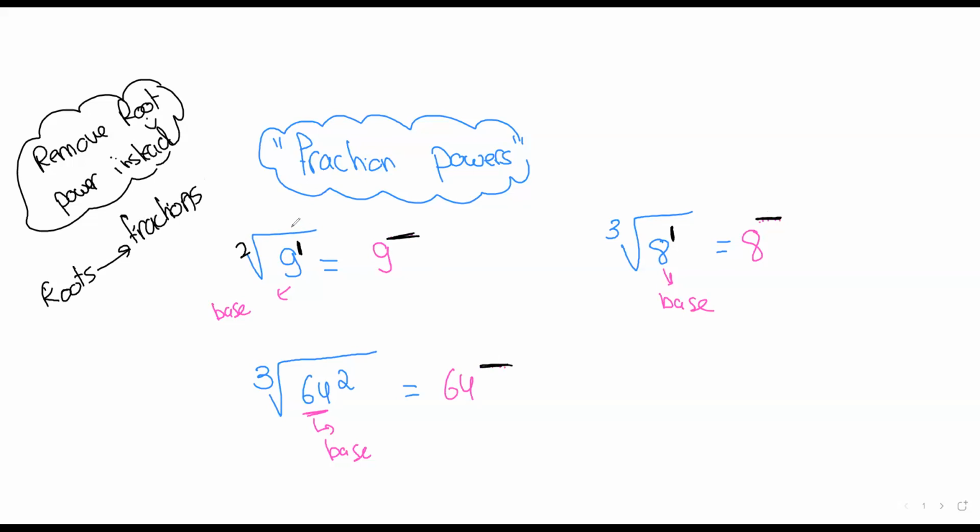So what do I do in this case? If you wish to remove the root symbol and put a power instead, the power will be the inner value over the order. In over out. So 1 over 2. In over out. So basically, square root is the same as a number raised to the power of half. So square root 9 is exactly 9 power half.